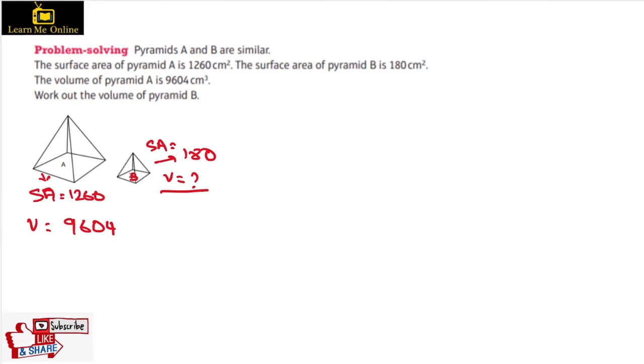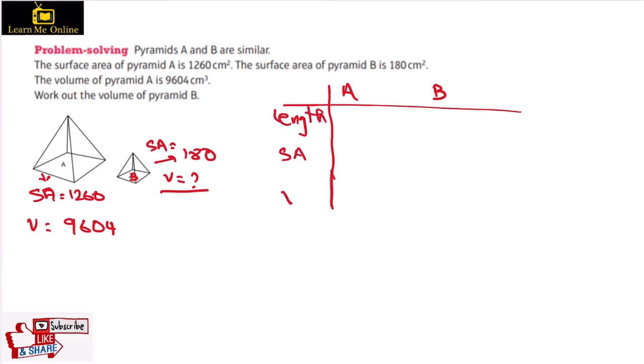What we're going to do now, with the given information, is make a table. You can even do it that way, and this is sometimes really easy for the students to understand. So we have got the shape A and B. The given information: this is the length, and we don't have anything about the length. Then the next is the surface area, and the next is the volume.